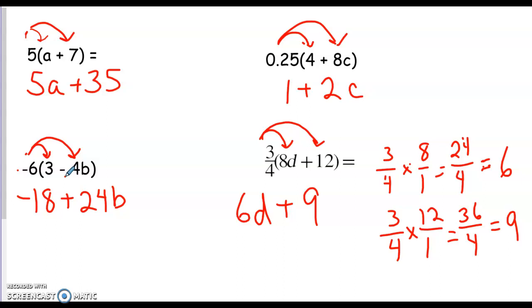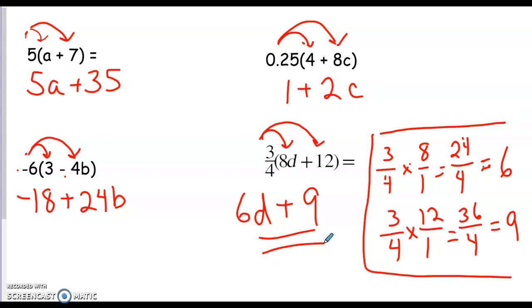And finally, I worked out the fraction for you. Okay, I did my work over here. 3/4 times 8 over 1. 24 over 4 is 6, so that's 6d. And then 3/4 times 12 over 1. 36 over 4 is 9. So there's your answer for that one.